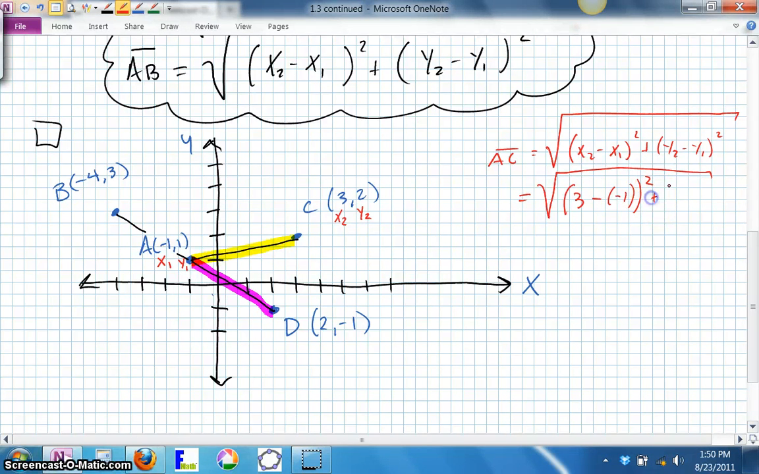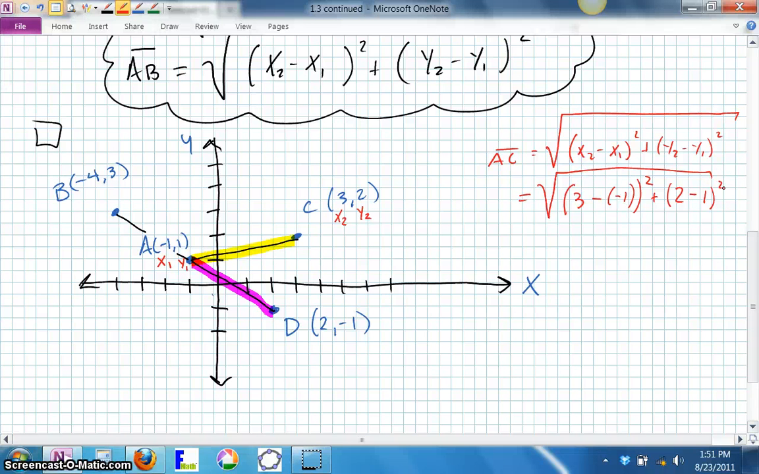And then plus, what is the number for y sub 2? It's right over here. Do you see it? 2. So that's going to be 2 minus, what's the number for y sub 1? 1. And we're supposed to square that. Does everyone see the setup? Yes. If you get the setup, you'll probably get the problem right.